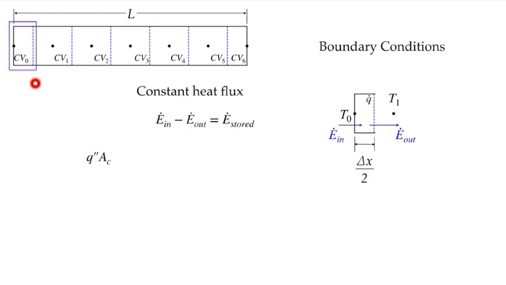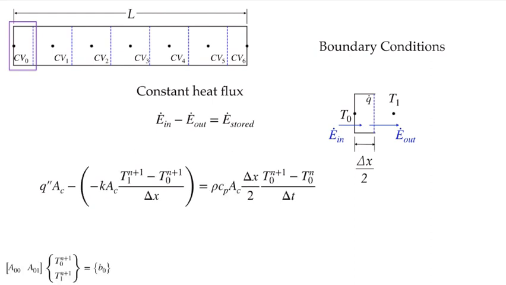So let's look first at CV0, or the boundary condition where we have a constant flux. So the energy coming in is that constant flux that we choose to specify times the cross-sectional area. The energy going out is minus kAc times (T1 at n plus 1 minus T0 at n plus 1) divided by delta x. And on the energy stored term, we have a similar term as before, the volumetric heat capacity times the volume, and now this volume is an extent delta x over 2, and so our volume is Ac times delta x over 2. And we're talking about the temperature of control volume 0 at the n plus 1th time step minus the nth time step divided by delta t.